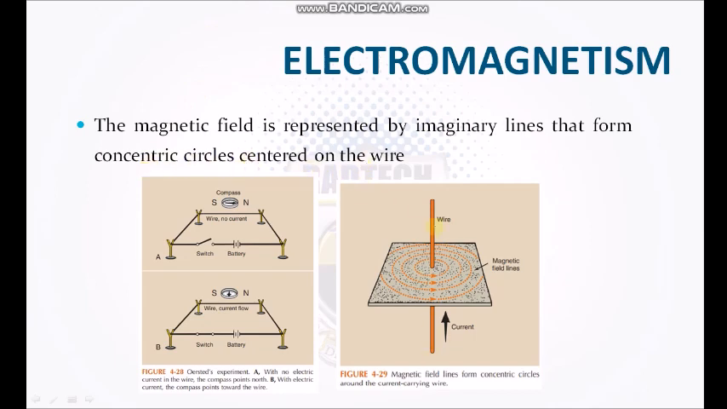Concentric circles centered on the path of the electric current, centered on the path of the electrons. Because as electrons flow through this wire, they create magnetic field lines. And the magnetic field lines are represented as these concentric circles. Okay, so if it is strong enough, then of course it can attract magnetic objects.